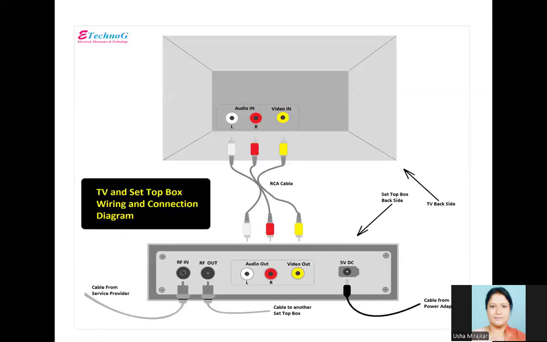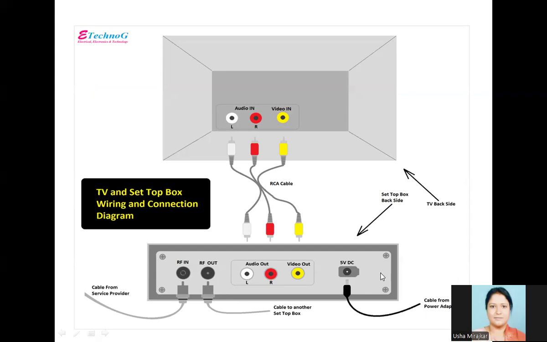Now this is the picture showing the connection from the set-top box. Here you can see the different colors: for the video it is showing the yellow slot here, and the audio output here, left and right, the white and red. The same color from the cable should be inserted into the connector here: yellow to yellow, red to red and white to white. These are the connections here.